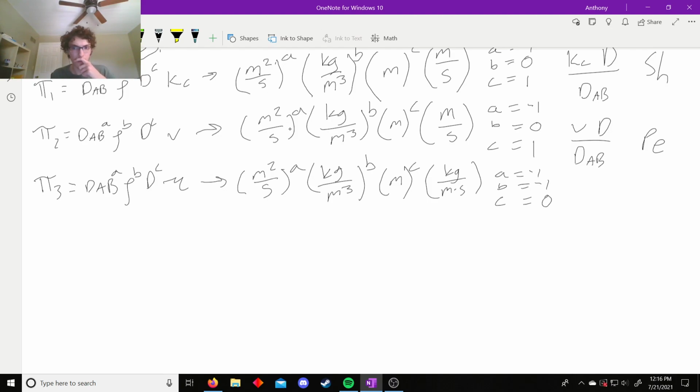And we're going to write this as our viscosity over our density times our diffusivity. And I believe this is the Schmidt number. So this is our third dimensionless number. So what we're left with is 3 dimensionless numbers: the Sherwood, Peclet, and Schmidt numbers.